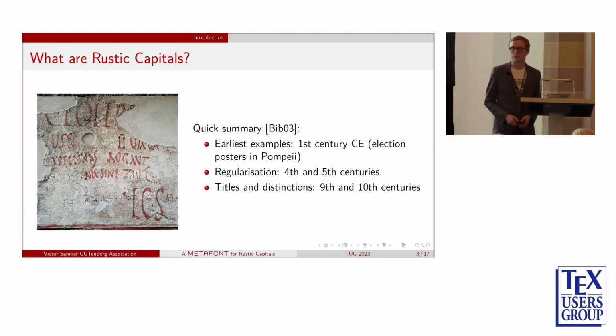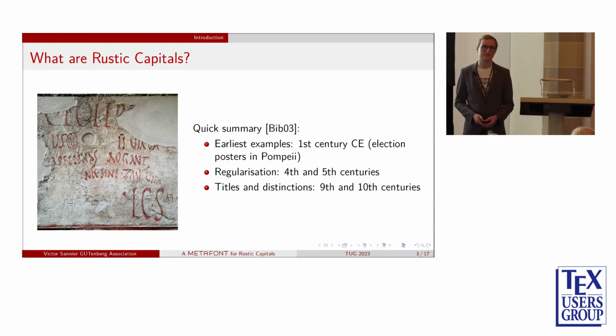Okay, so first of all, what are rustic capitals? They are a script of the Latin alphabet that was used in the first centuries of our era, and the earliest examples we have date from the 1st century. So for example, in election posters in Pompeii, or in inscriptions on walls.